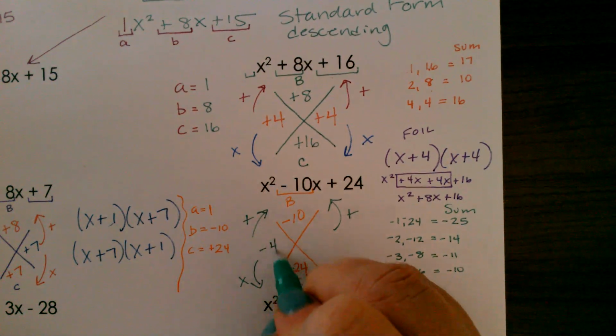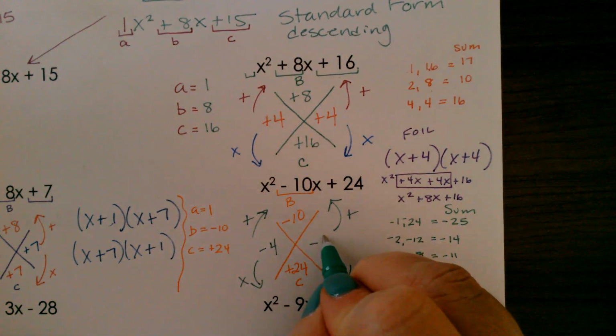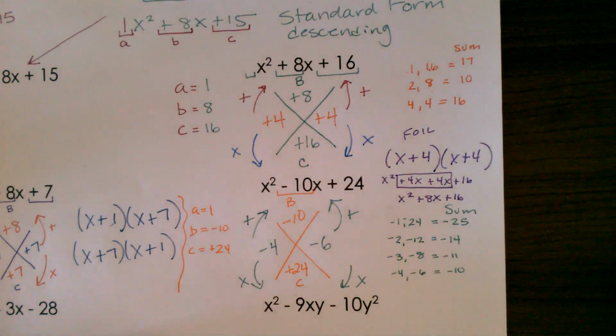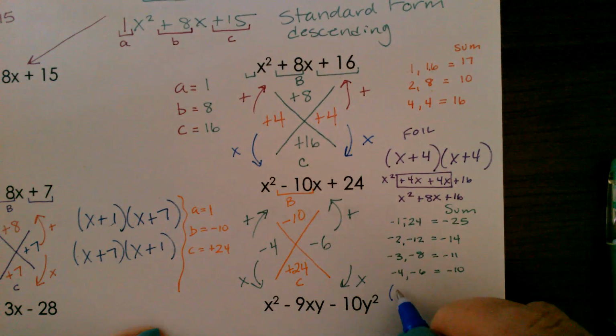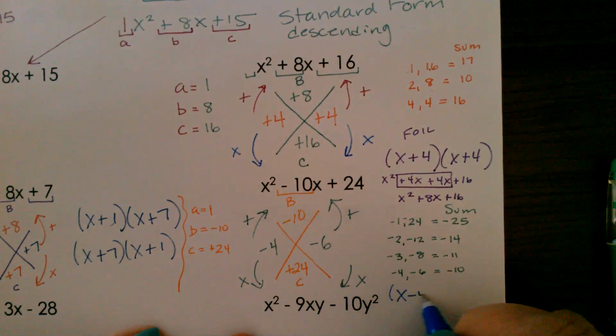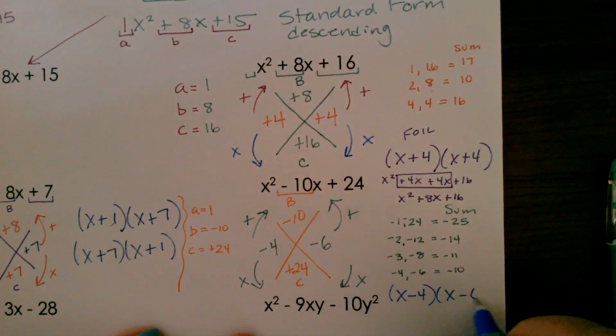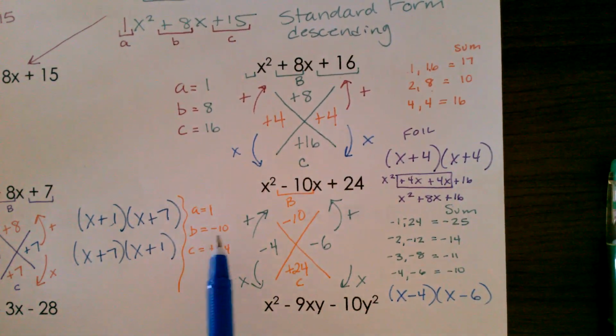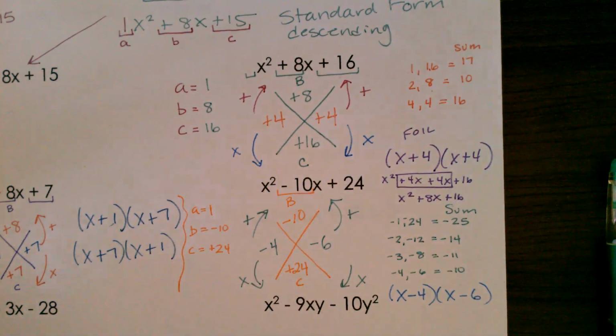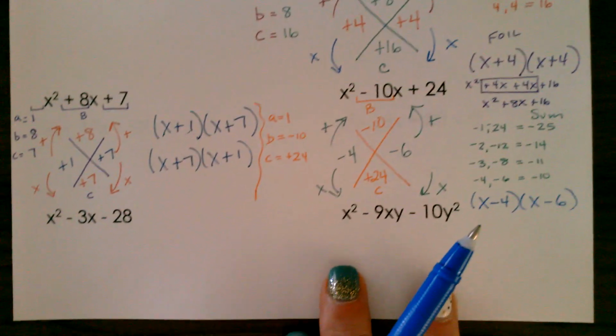So if I multiply negative 4 times negative 6, I get positive 24. If I add those two numbers, I get negative 10. So x minus 4 times x minus 6. If we FOILed that back out, I would end at that. Okay.